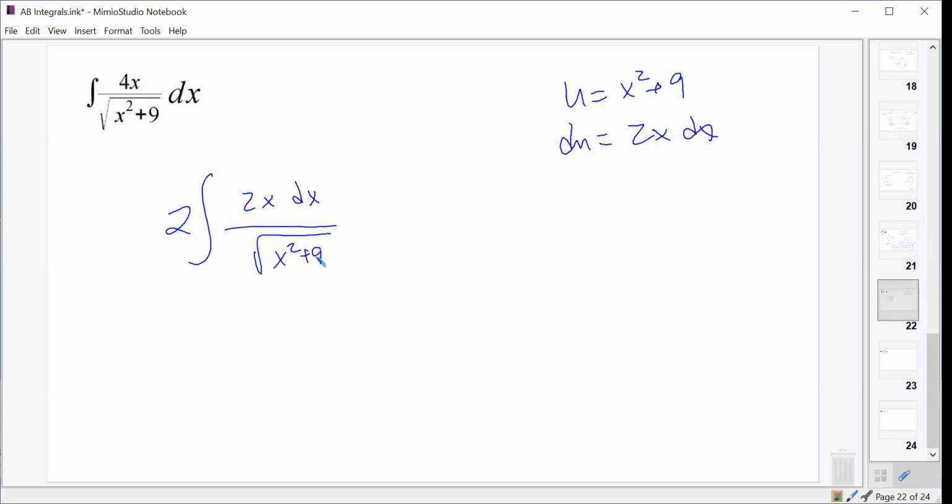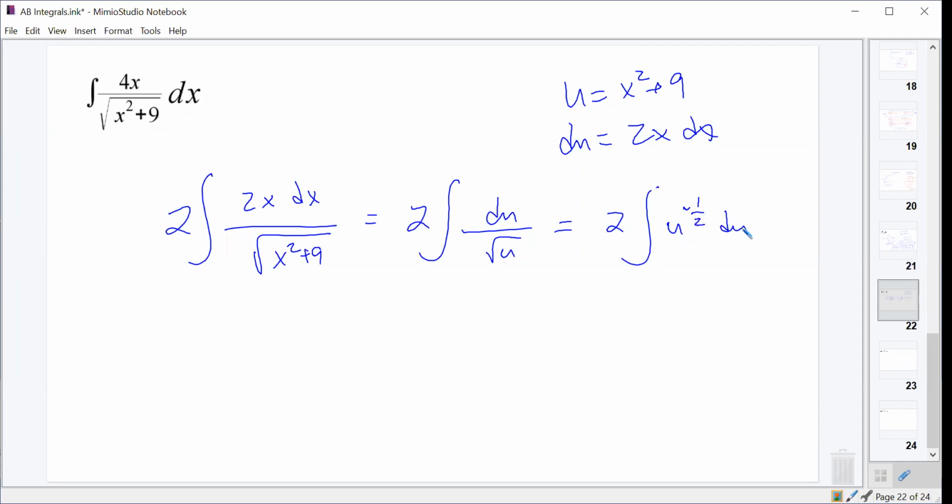Would we all agree that that's the same? Yeah. So now we've got 2 times the integral of, well, like we said, 2x dx is du. And then this is a square root of u in the denominator. So we could rewrite this as 2 integrals of u to the -1/2 du.